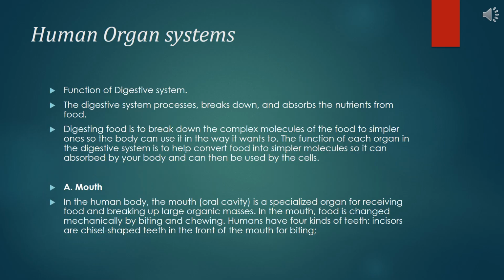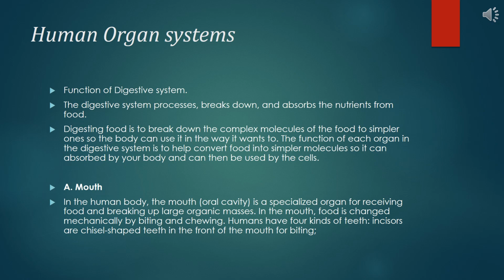Function of digestive system. The digestive system processes, breaks down, and absorbs the nutrients from food. Digesting food is to break down the complex molecules of the food to simpler ones so the body can use it in the way it wants to. The function of each organ in the digestive system is to help convert food into simpler molecules so it can be absorbed by your body and can then be used by the cells.